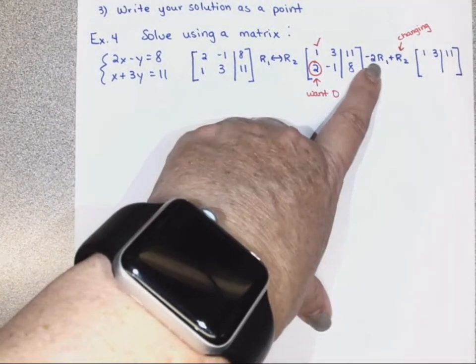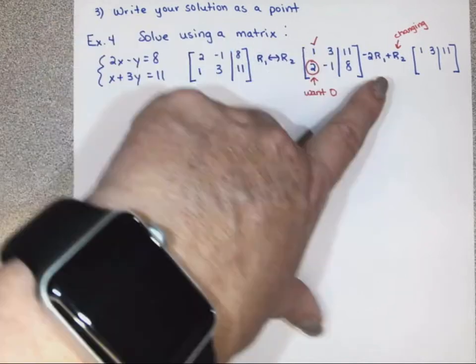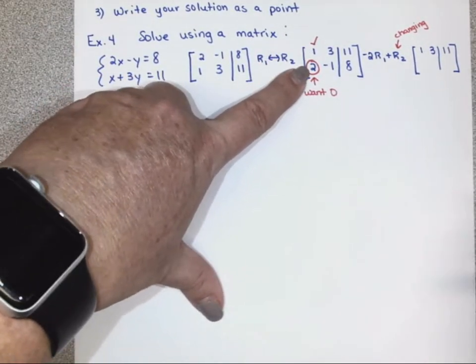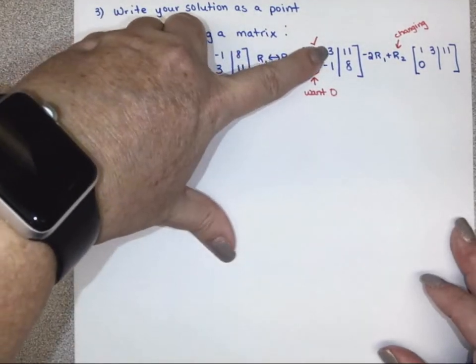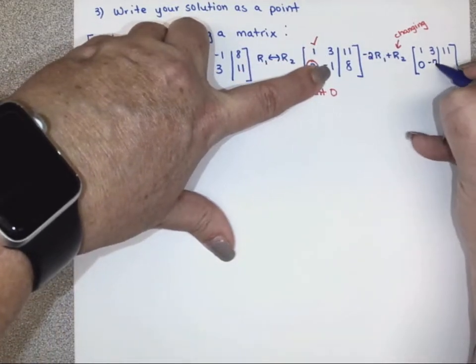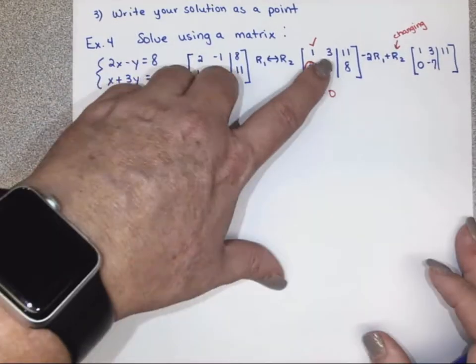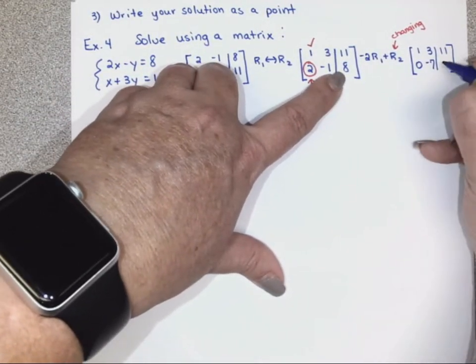Okay, so let's do this operation, right? -2 times 1 plus 2, right? Because it's -2 times the first row plus the second row. So -2 plus 2 is 0, just like we wanted, right? That's what we were trying to get. Okay, and then let's continue on, right? -2 times 3 is -6, plus -1 is -7. -6 plus -1, right? And then -2 times 11 would be -22, plus 8 would be -14.